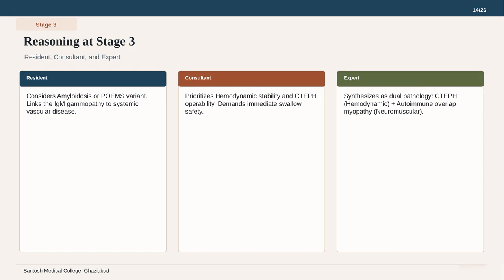The expert synthesizes these findings as a dual pathology. On the right, you can see the expert's conclusion. The patient is suffering from both CTEPH, which explains the hemodynamic shock, and an autoimmune overlap myopathy, which explains the neuromuscular weakness. This dual catastrophe framework is essential for managing the patient's immediate risk while continuing the diagnostic hunt.